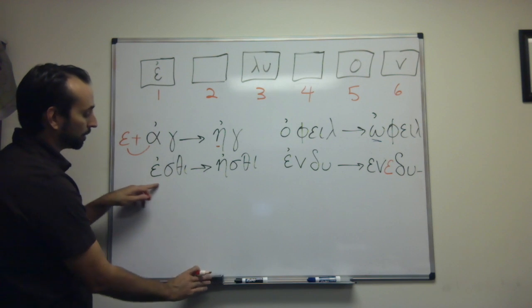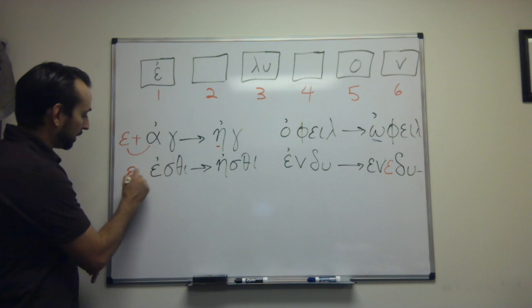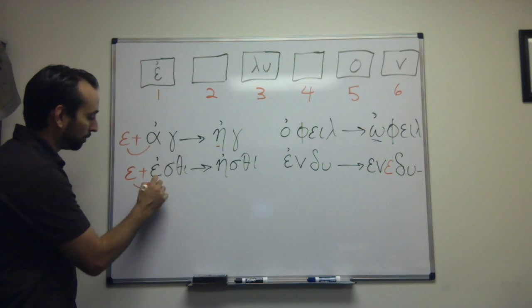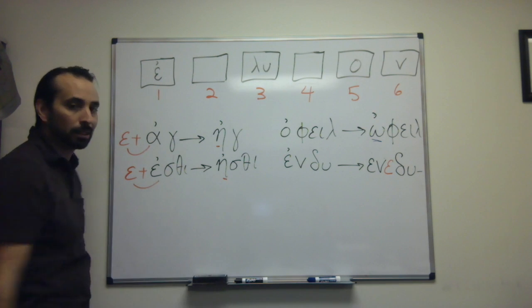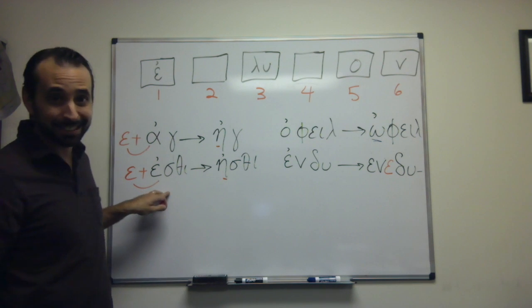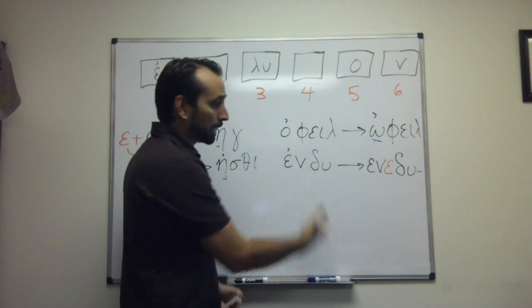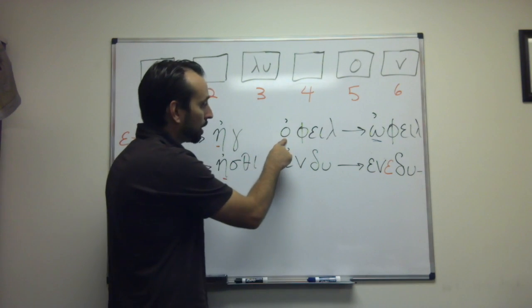Let's say this is the stem for esthio, to eat. So if I add an augment, because I want to make it imperfect, those 2 are going to combine and make an eta. This is how it's going to look in the text. You're not going to see 2 E's. The 2 E's come together and make an eta. Let's say you have a verb, and these are examples right off the page there, that has an omicron at the beginning.